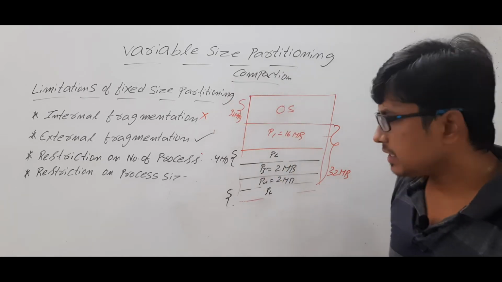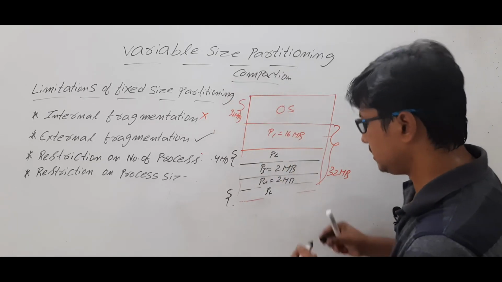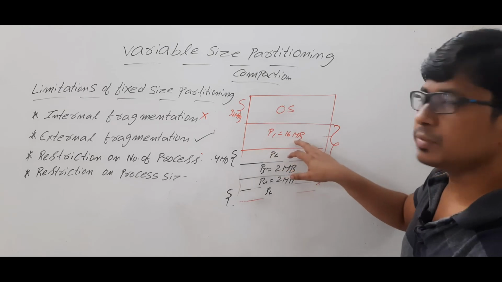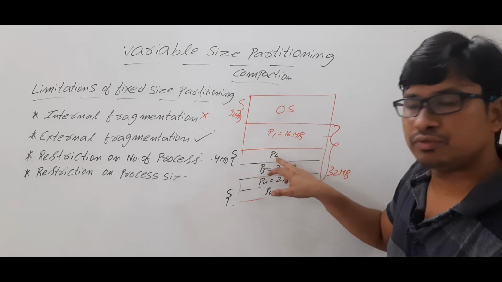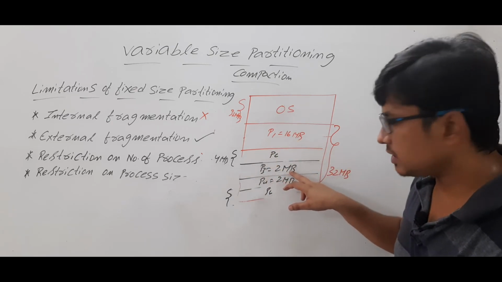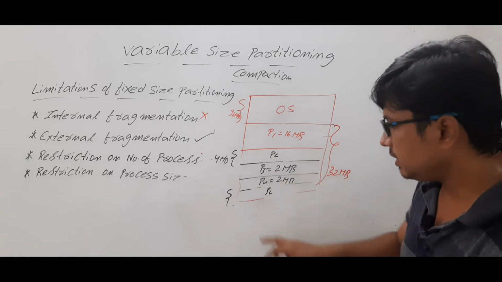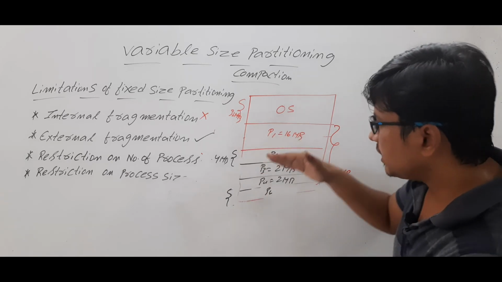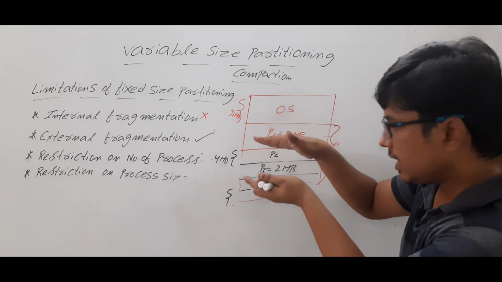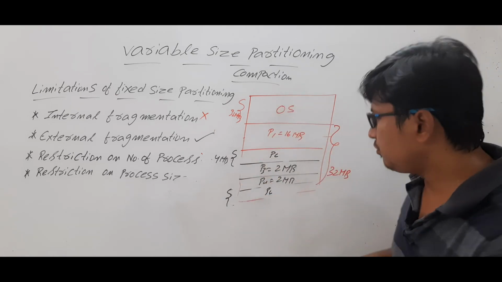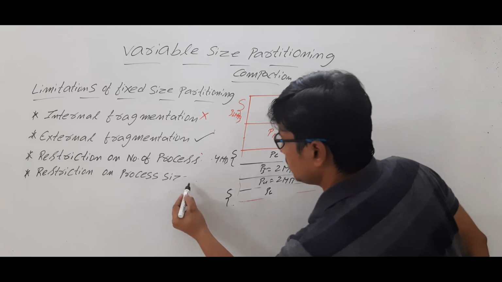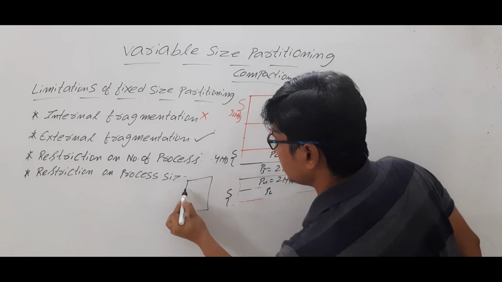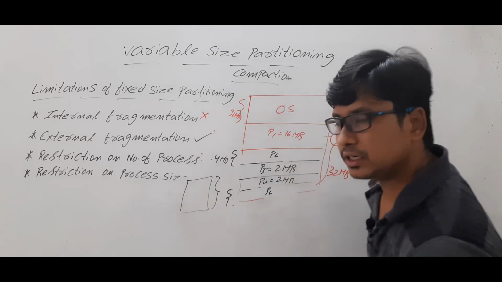In compaction, what they will do is this: you have a process P1 of 16 MB, there is a hole of 4 MB, this process P3 is 2 MB, this process is 2 MB, and here you have a hole of 8 MB. Now, can we make all the processes on one side and all the holes on one side? If we do it, what will happen? You have a main memory and the remaining space is 32 MB.